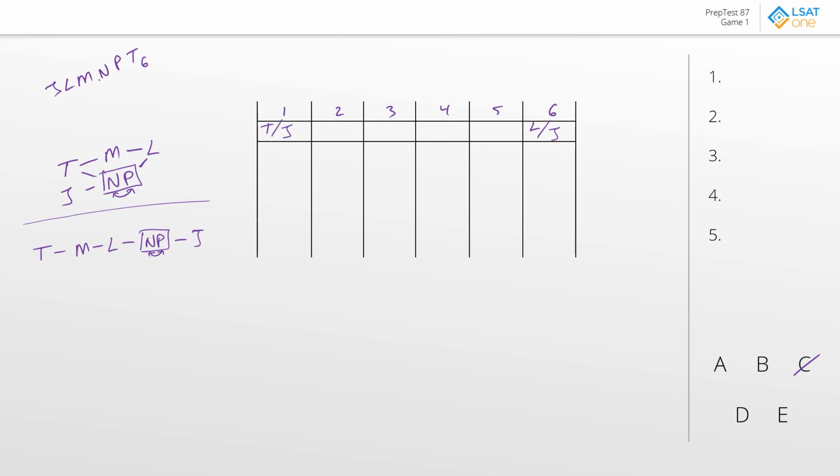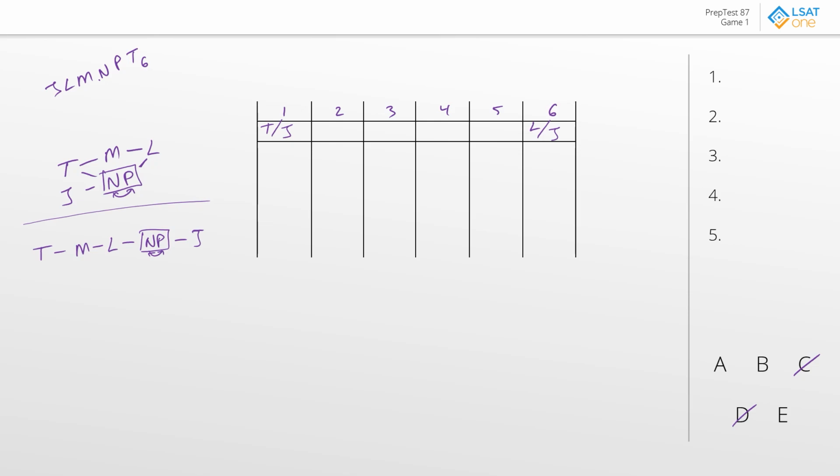Next, the doctors, or the medical doctors rather, M has to go before L. So let's take a look. Answer choice A looks good, B looks good, C looks good, D has lawyers before the doctors, so answer choice D gets disqualified, and E is fine. Next, N has to go next to P, so we're just down to A, B, and E.